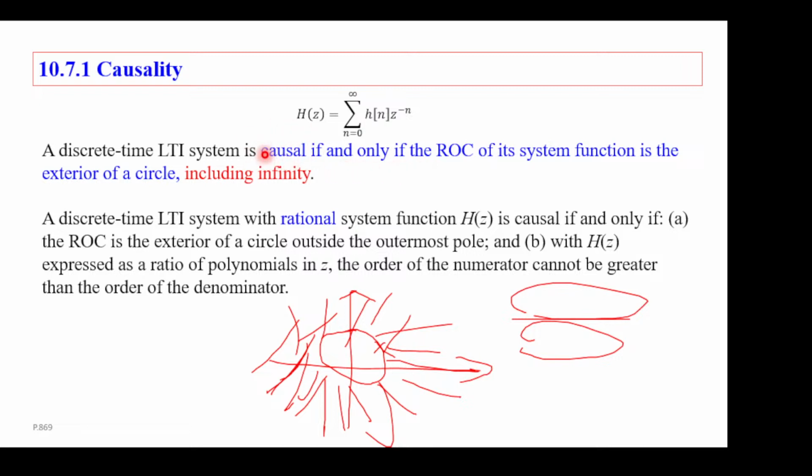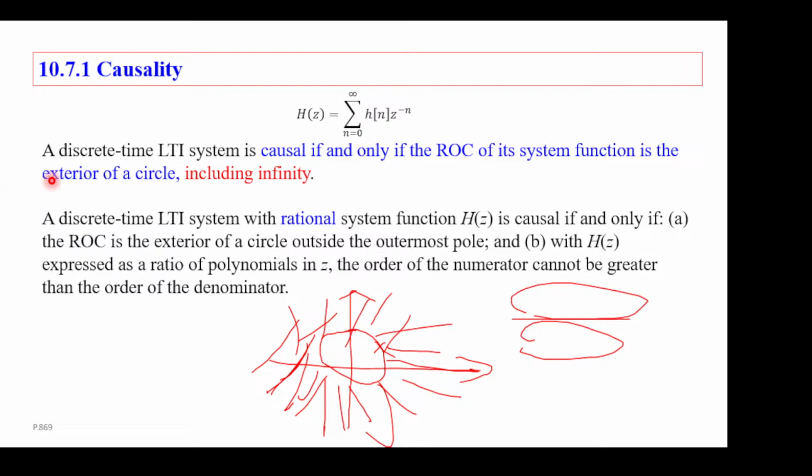The only if direction is probably harder. If it's causal, then we want to say the ROC is the exterior and includes infinity. Being exterior is the easier one. It's just like in the Laplace transform. Because it is causal, this is a right-sided function, right? So the ROC should be the outermost ROC. Okay, but now there is something extra.